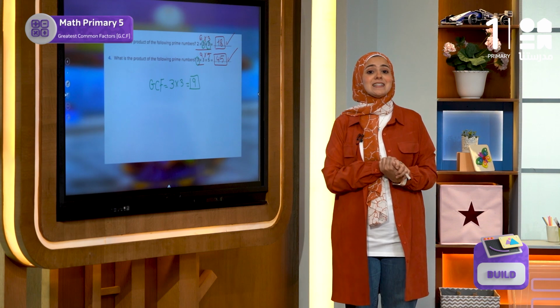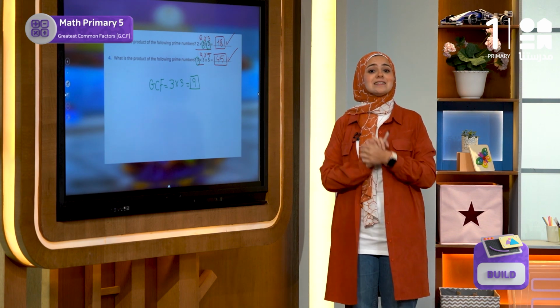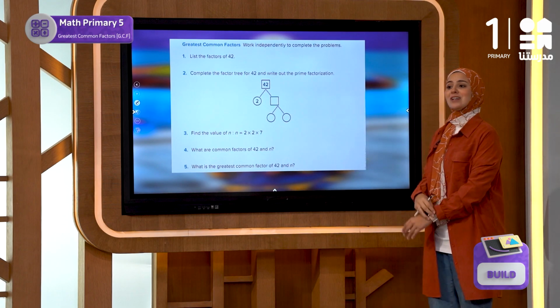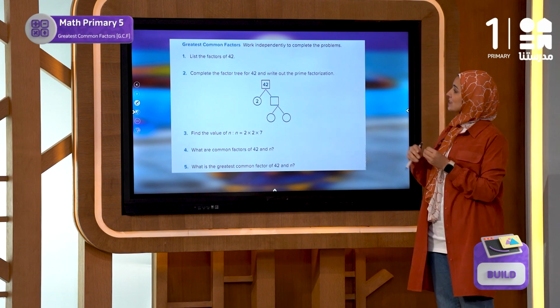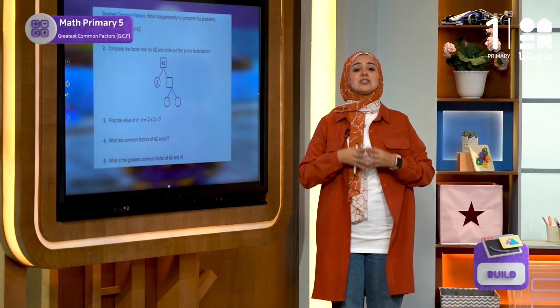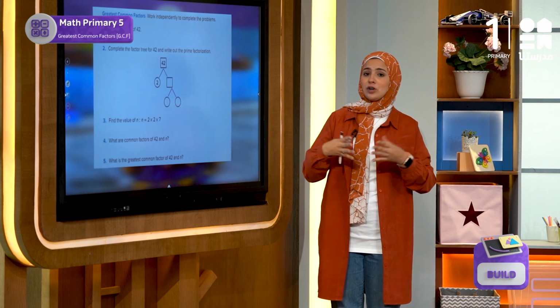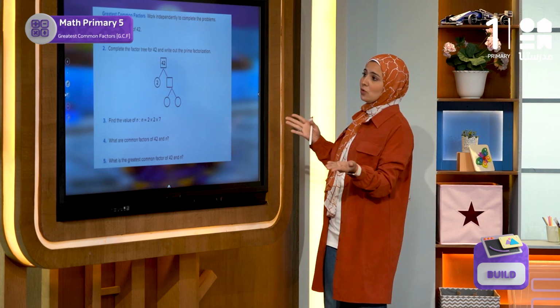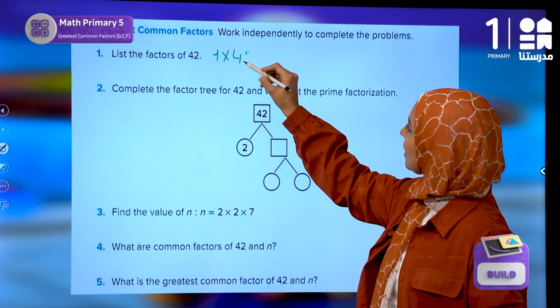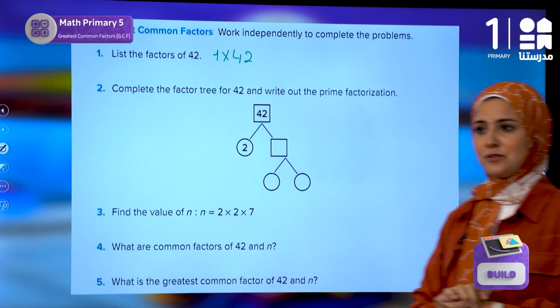Now we have a second activity titled Greatest Common Factors. Let's check the activity. Now let's take a closer look over here. What do I see? List the factors of 42. By now we're experts. We will start with 1 and 42. Now, 1 and 42 together make the first pair.